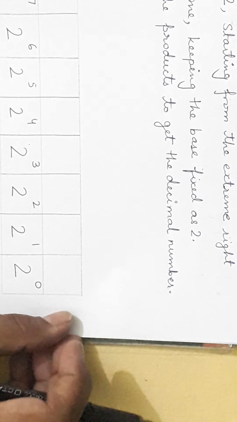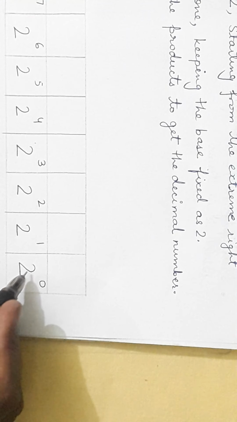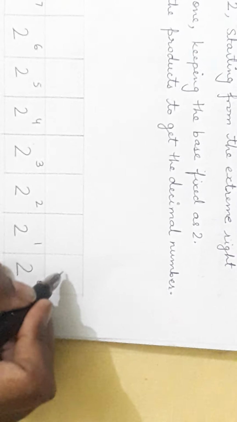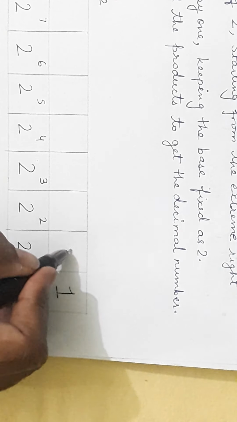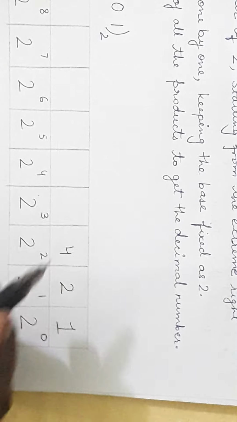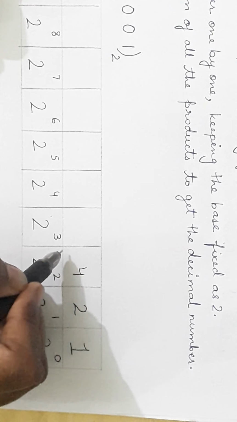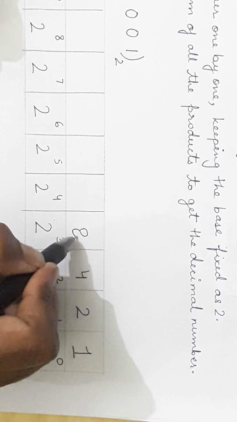Now let us find out the powers, as you know how to find the power of any number. Here 2 to the power 0 is always 1. Then 2 to the power 1 is 2. Then 2 into 2 is equal to 4. Then 2 to the power 3 means 2 into 2 into 2. 2 twos are 4, 4 twos are 8. So the value will be 8.